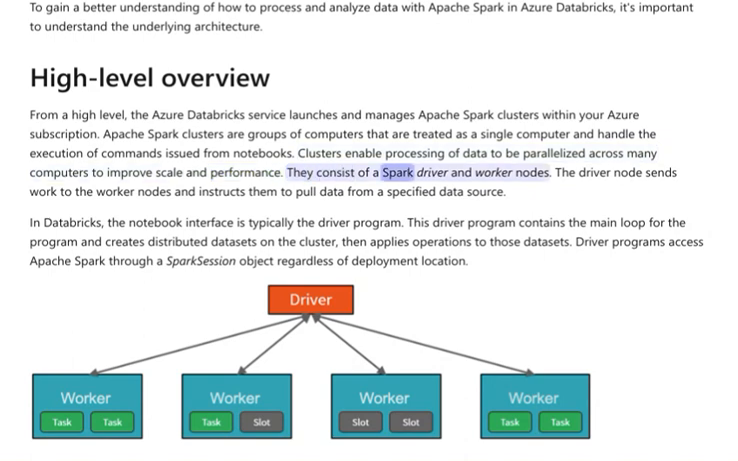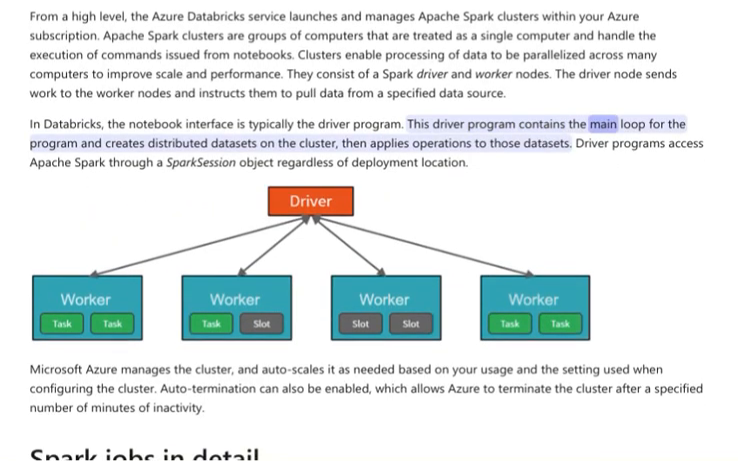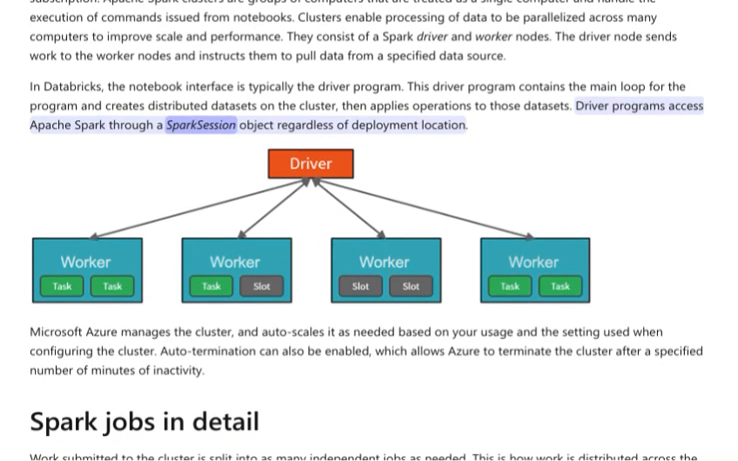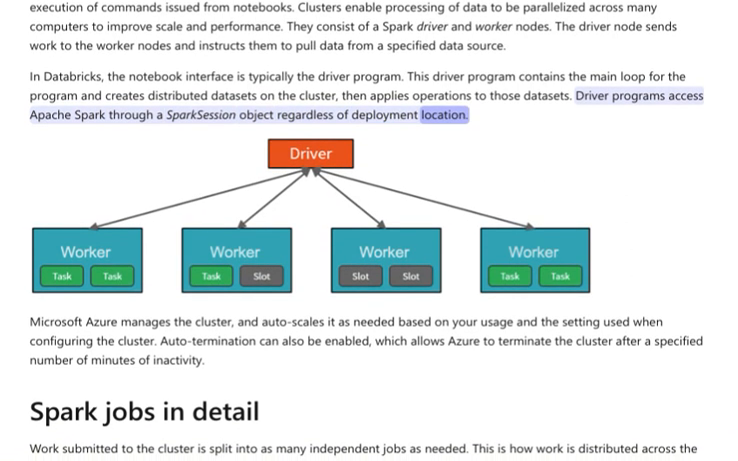They consist of a Spark driver and worker nodes. The driver node sends work to the worker nodes and instructs them to pull data from a specified data source. In Databricks, the notebook interface is typically the driver program. This driver program contains the main loop for the program and creates distributed datasets on the cluster, then applies operations to those datasets. Driver programs access Apache Spark through a Spark session object regardless of deployment location.